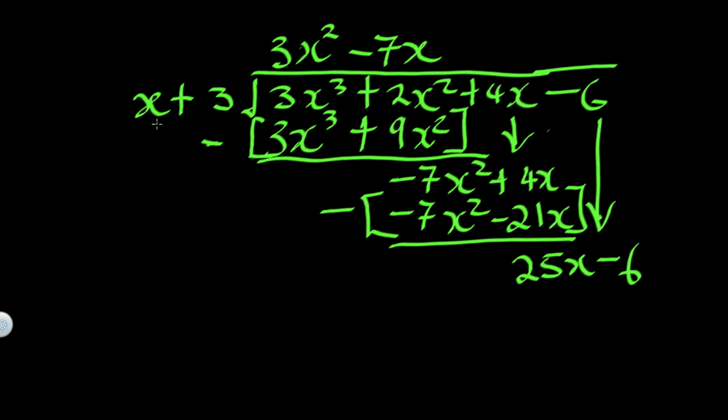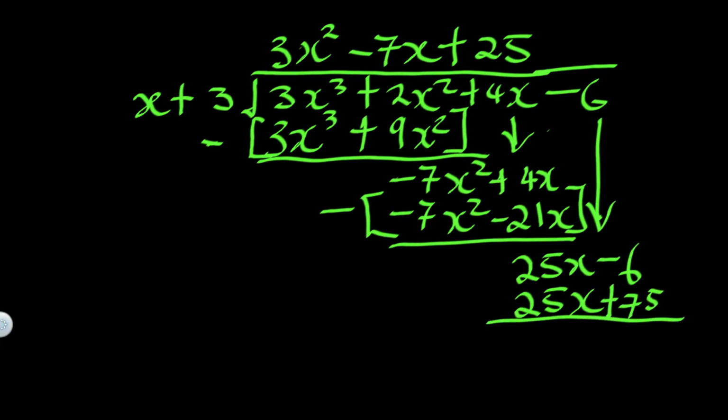Then we do division again. x into 25x, we get plus 25. 25 times x, we get 25x. Then 25 times 3, we get positive 75. Then we subtract again. 25x minus 25x, we get a 0. Then minus 6 minus 75, this is minus 81.